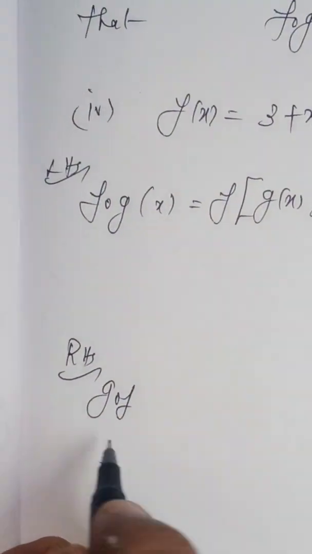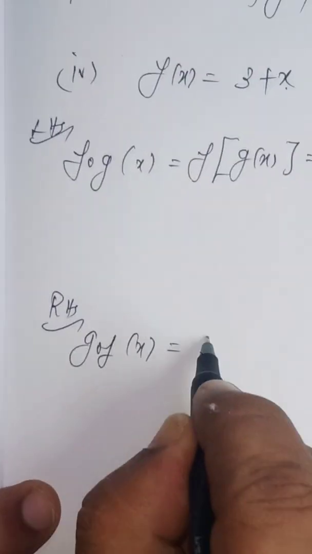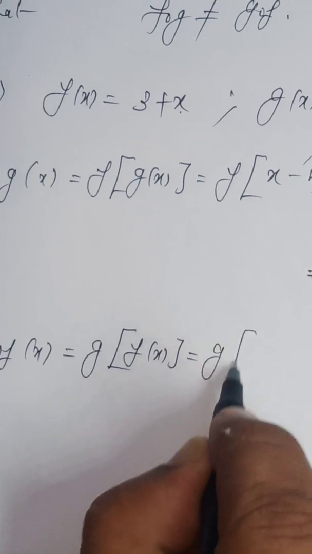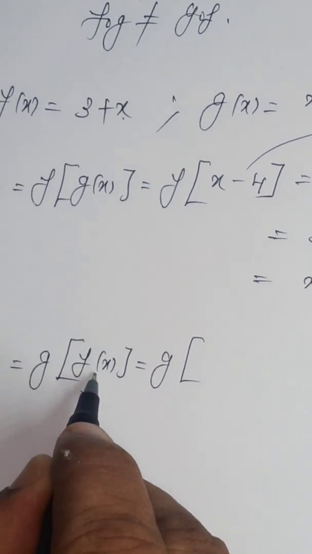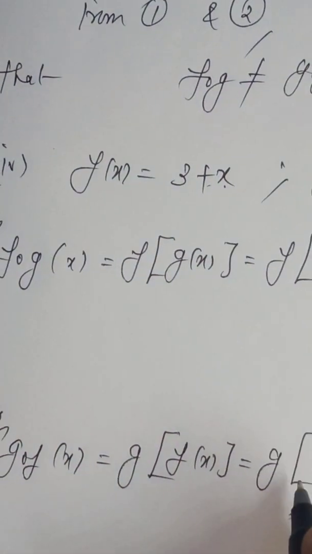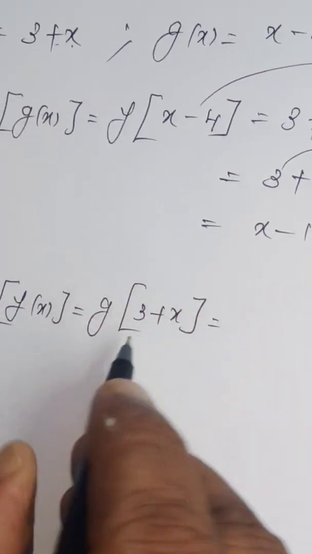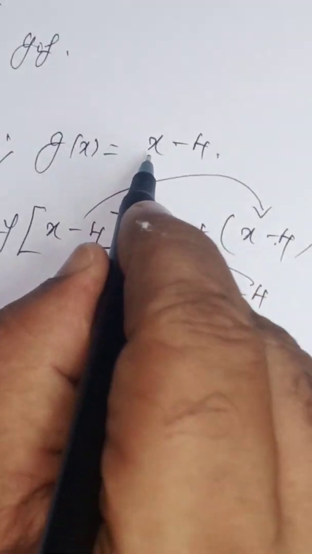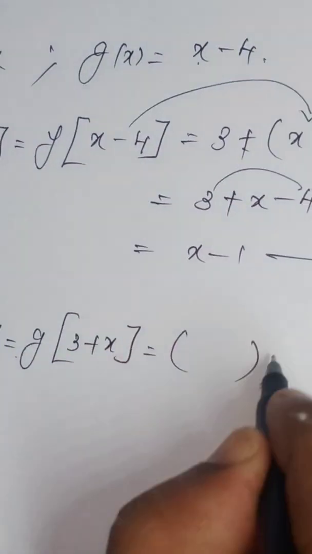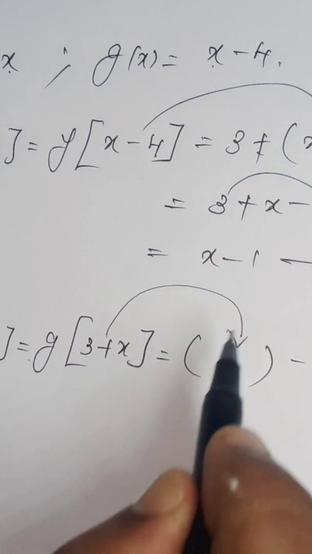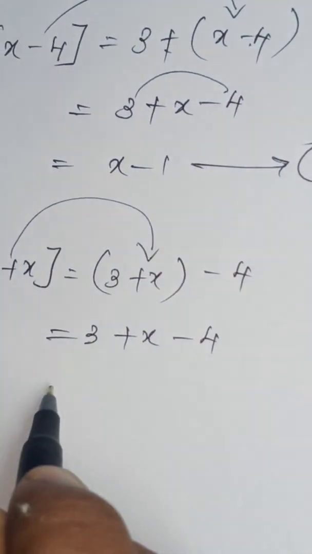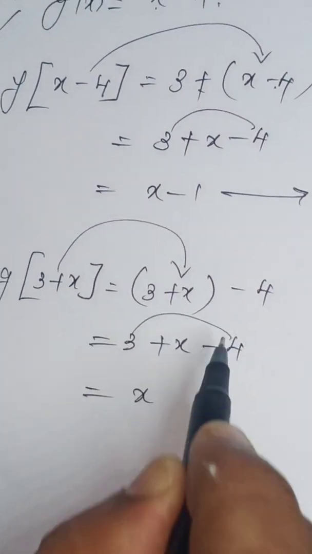We have to find out g composite f. Introduce x, g. Within the bracket you have to write f of x. Inside the brackets we have f of x, which can be replaced by 3 plus x. We have the function g outside the bracket, so go to g. Here it is. That x can be replaced by a bracket, minus 4 as it is. Inside the bracket you have to write 3 plus x. 3 plus x minus 4, x as it is. 3 minus 4 is minus 1.